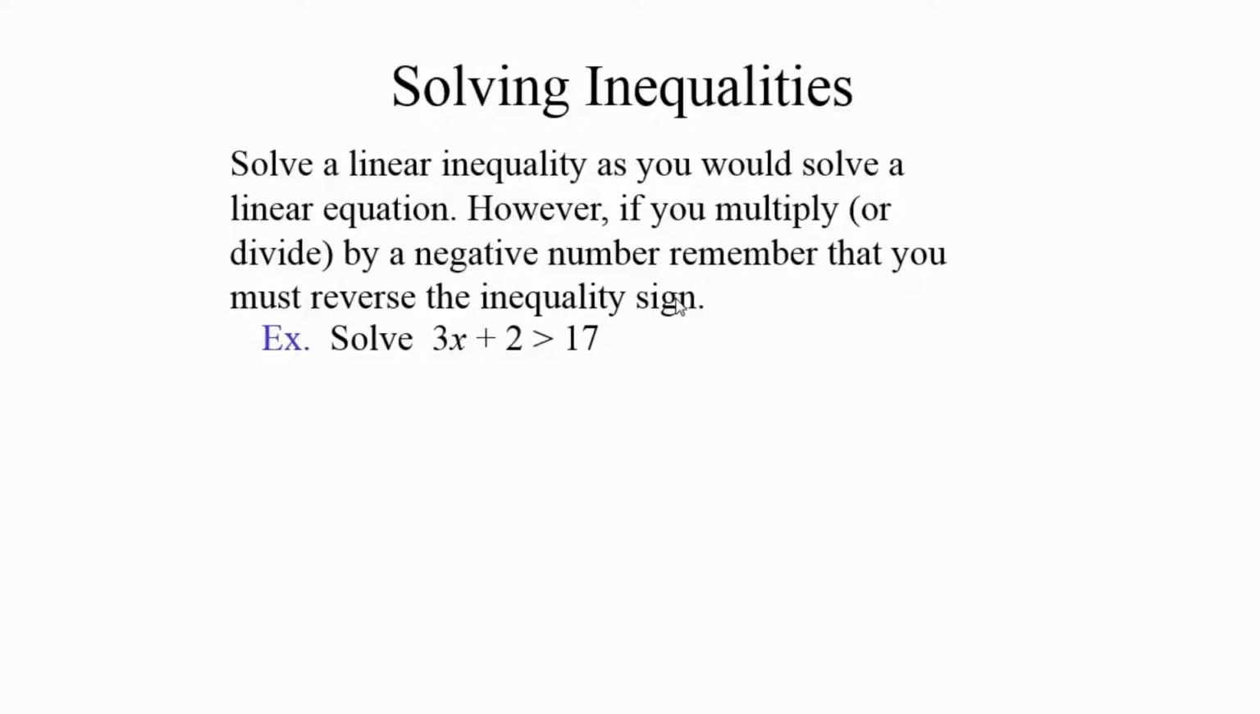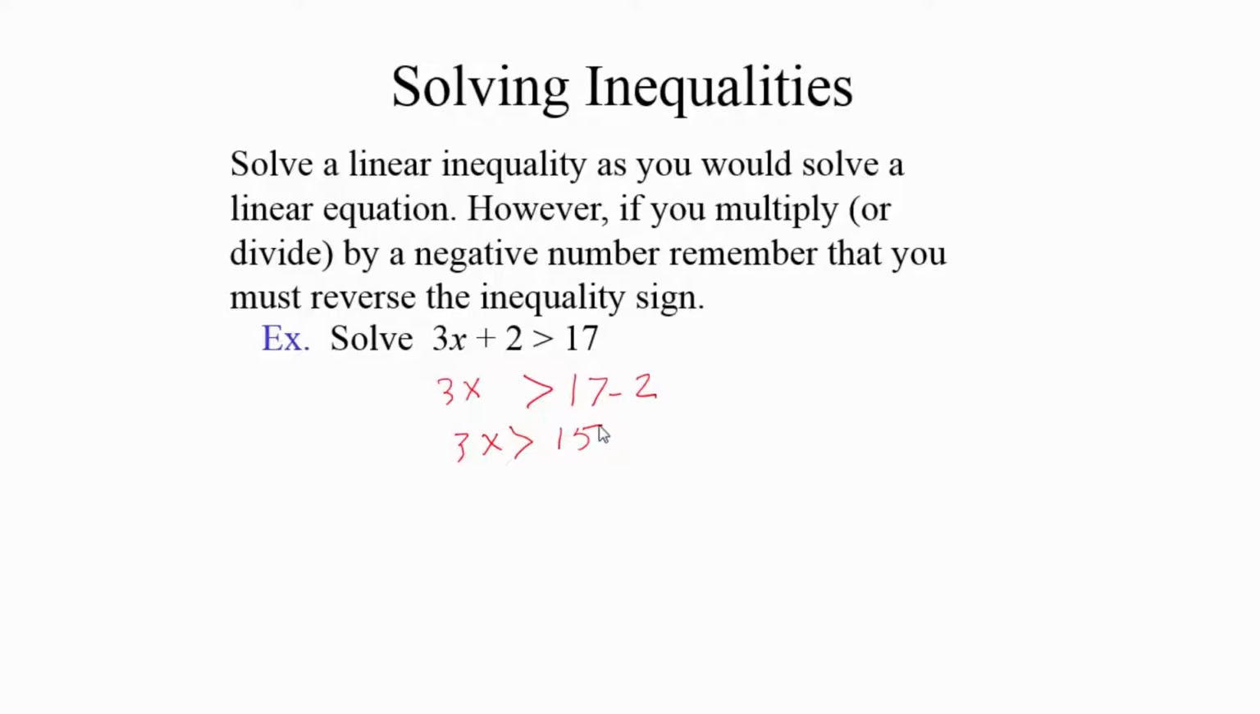So let's see how we do this problem here. It says solve 3x plus 2 greater than 17, right? So what do we do? Like we do an equation, we take the 2 to the right-hand side, or we subtract 2 from both sides, either way you want. So it would be 3x greater than 17 minus 2. So that would be 3x greater than 15.